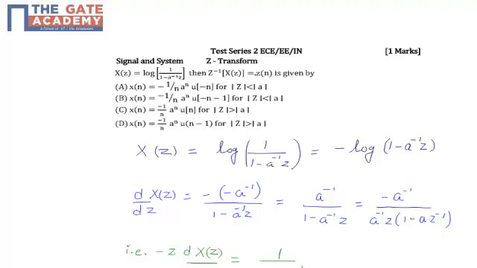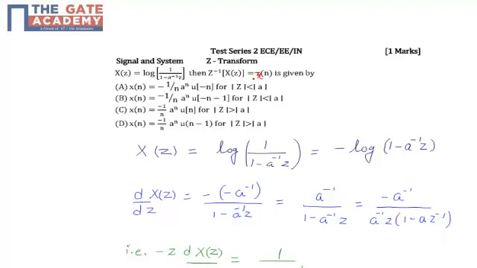okay, it should be x of n, which is given by option A: x of n is equal to minus 1 by a times 1 by n times a raised to n u of minus n, for mod of z less than mod of a. Option B is x of n is equal to minus 1 by n times a raised to n u of minus n minus 1, for mod of z less than mod of a.